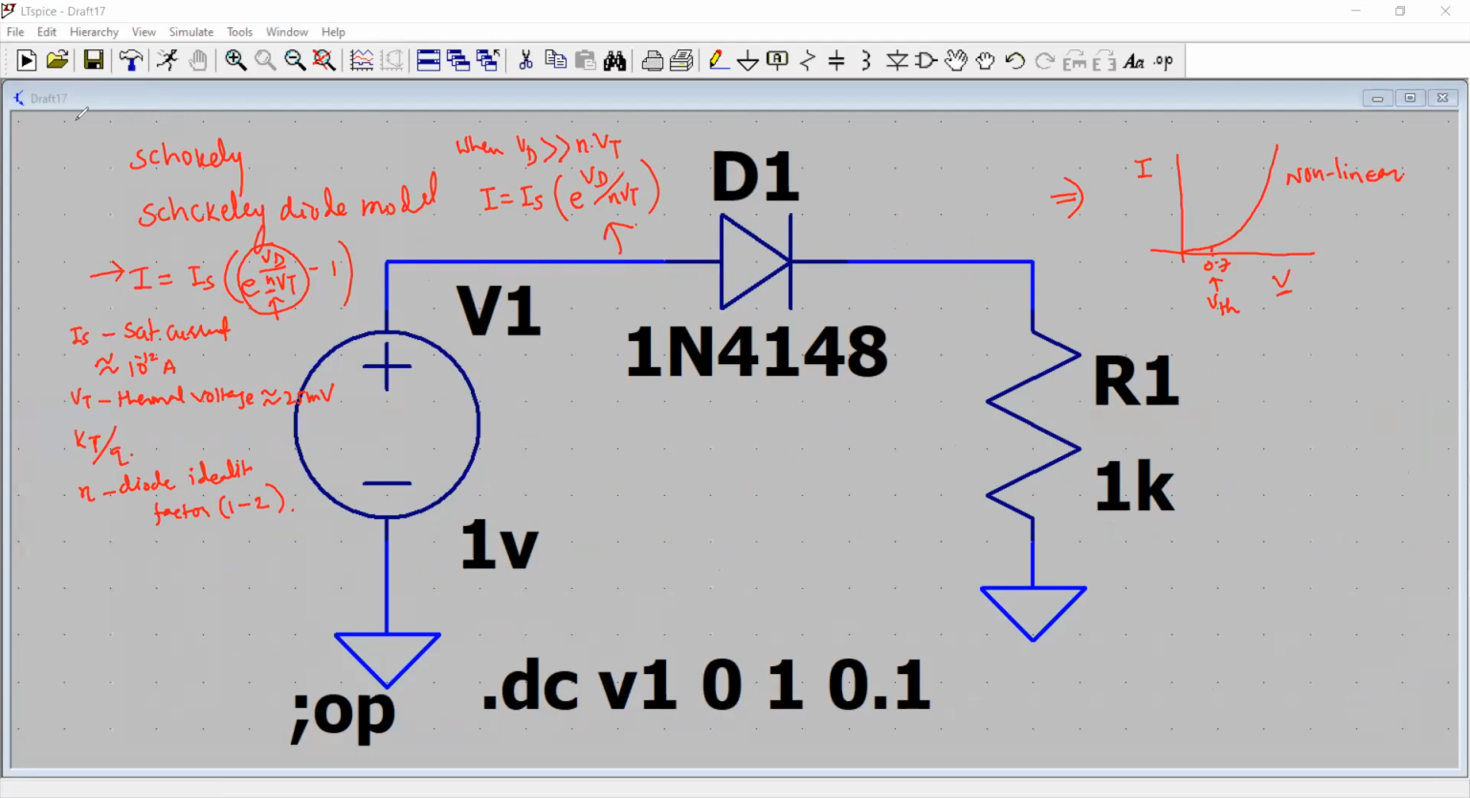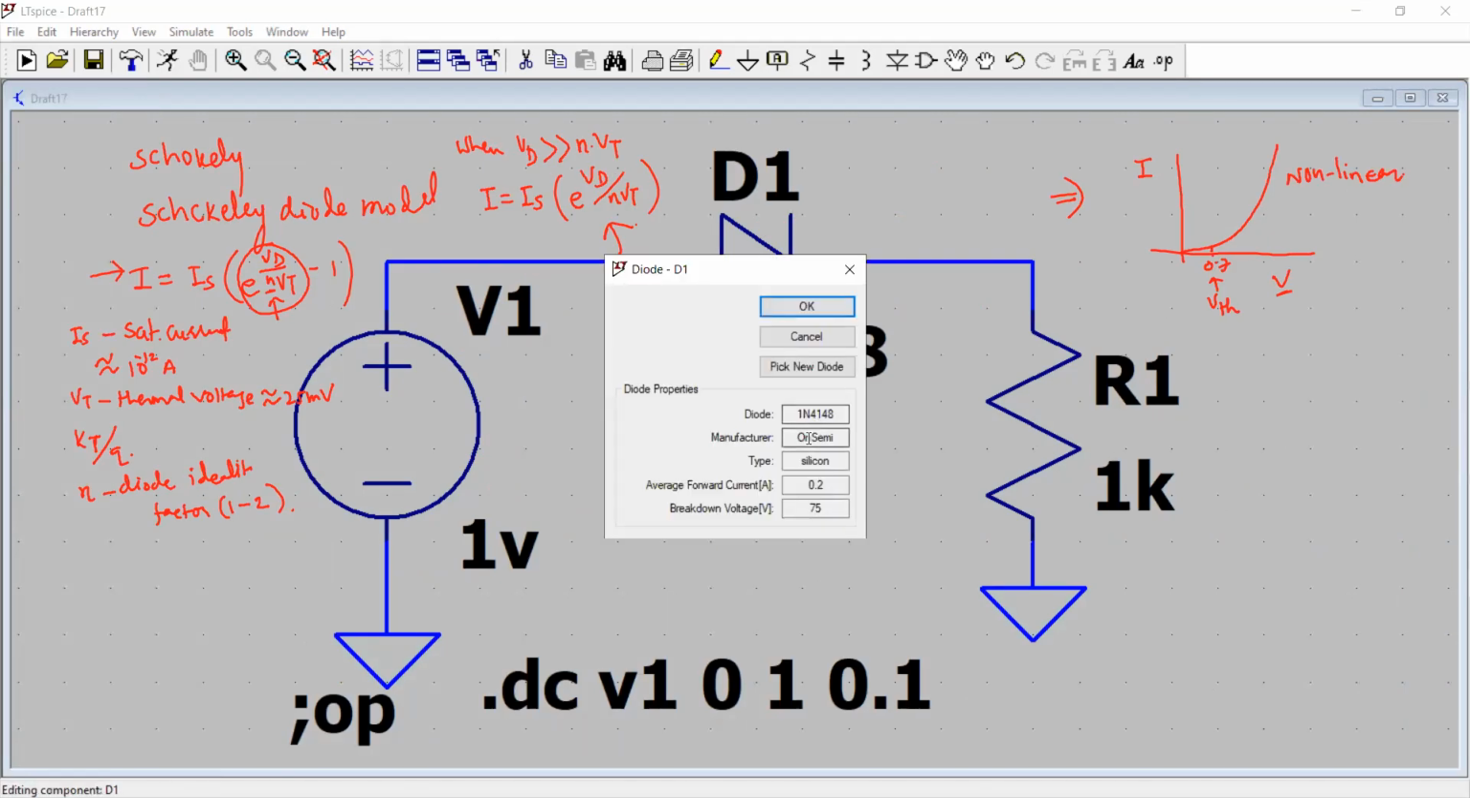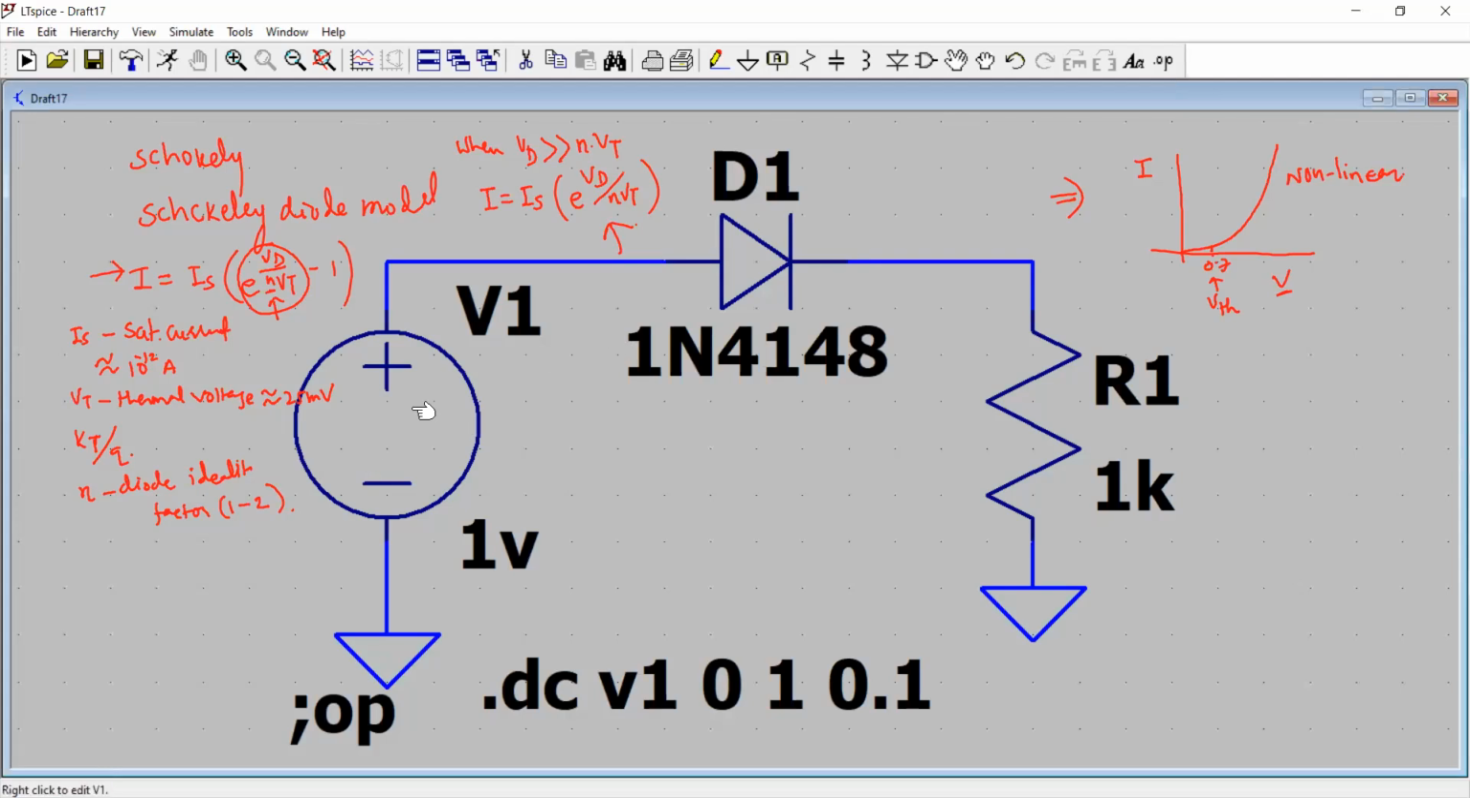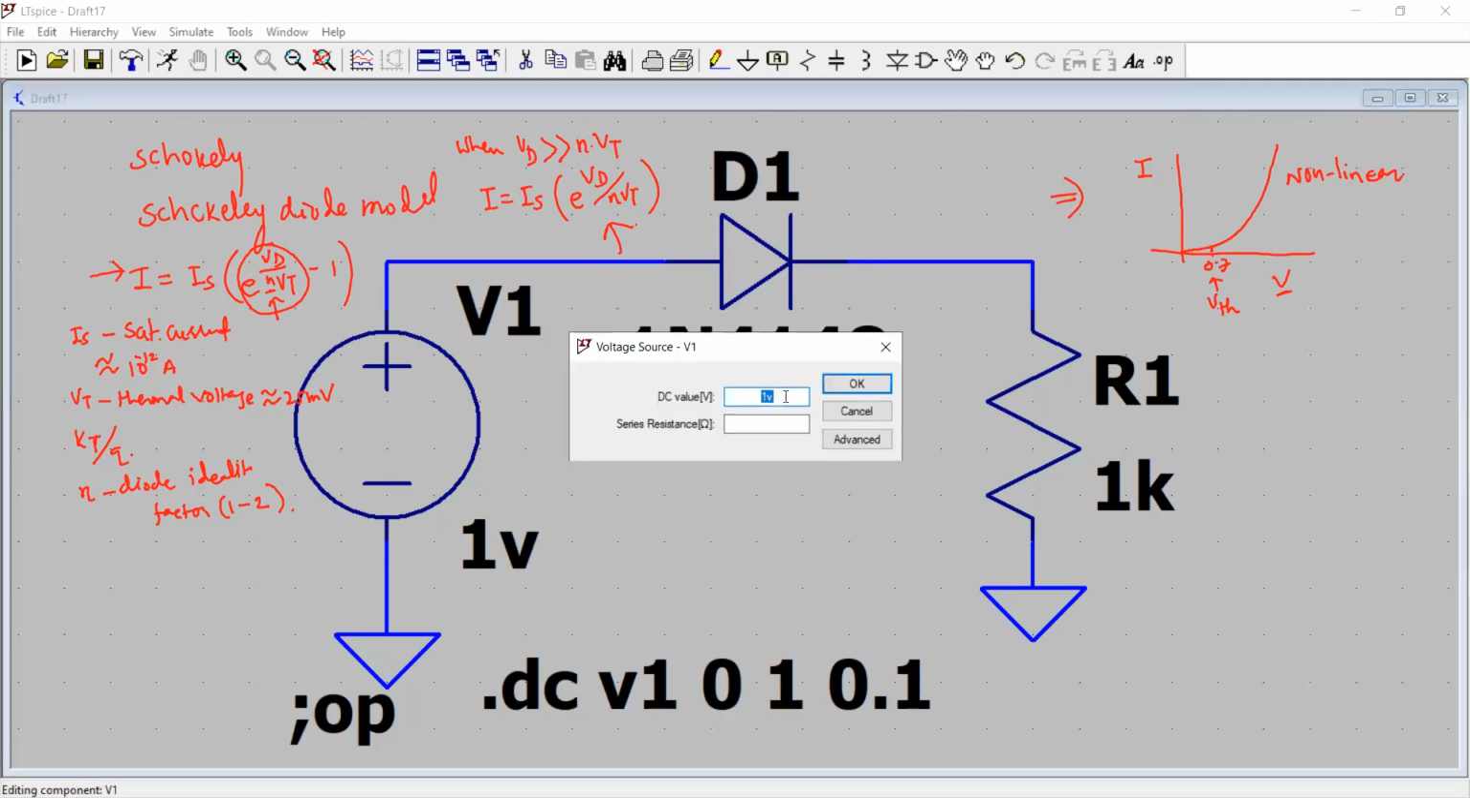So what I have done here is I have taken a diode from the SPICE model library, and the part number is 1N4148. If I right click it, I see that it is a silicon diode which has an average forward current capability of about 200 milliampere, and its breakdown voltage is 75 volts. So I click OK, and then across it I connect a voltage source with a DC value of 1 volt.